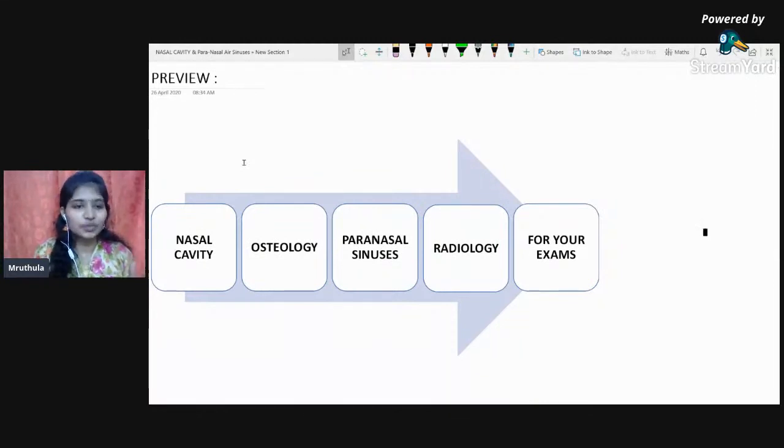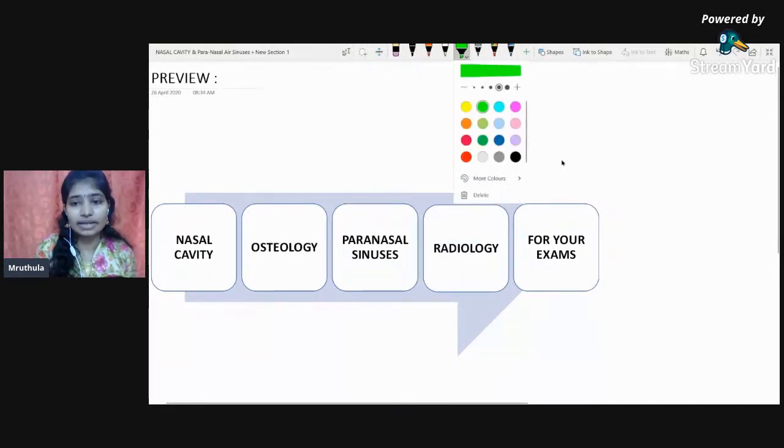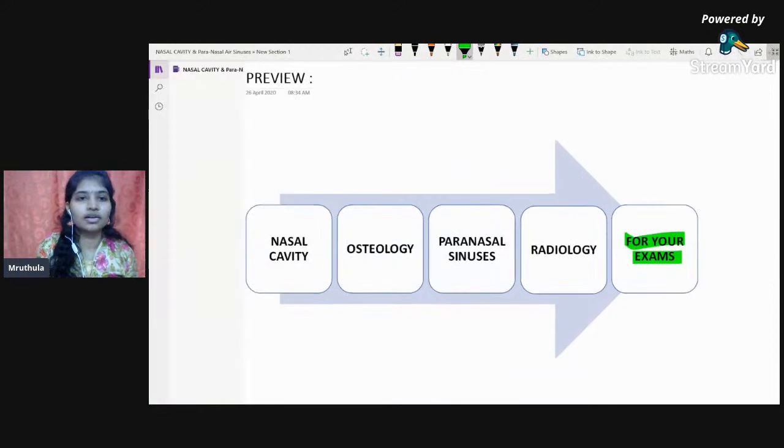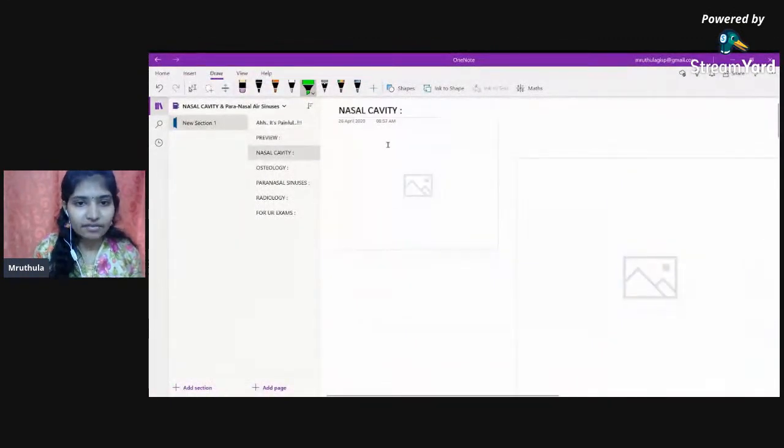So we are going to start with the nasal cavity. I'm going to give you a little orientation of the nose, the external nose, the nasal cavity. Then we are going to have a quick review about the ethmoid bone osteology. Then we will see in detail the paranasal air sinuses, a bit of radiology, and finally we'll see what's important for your exams. Okay, right. So let's start with this. First, nasal cavity.